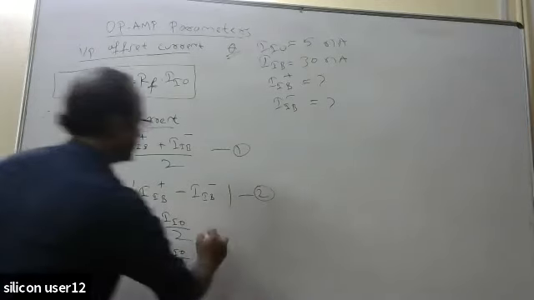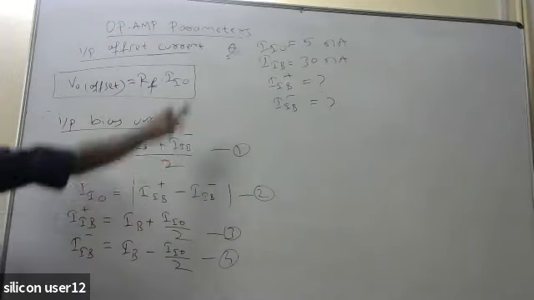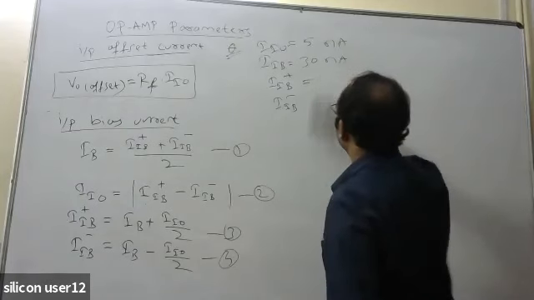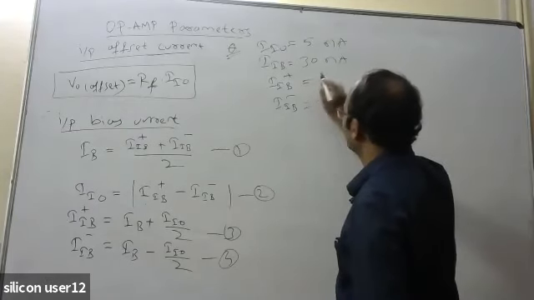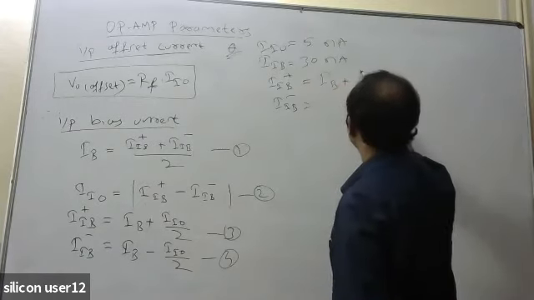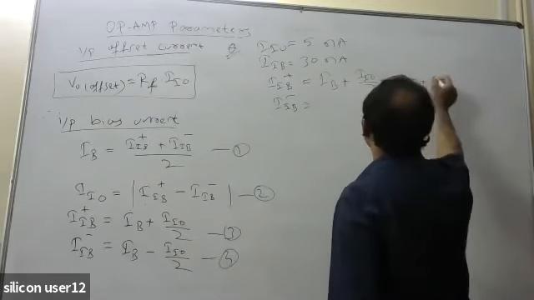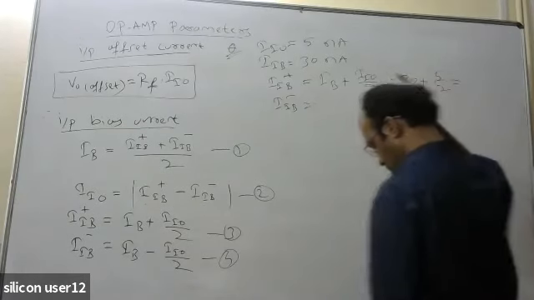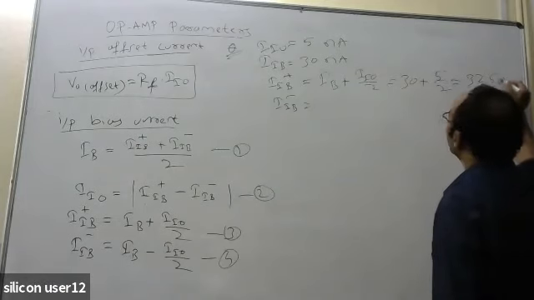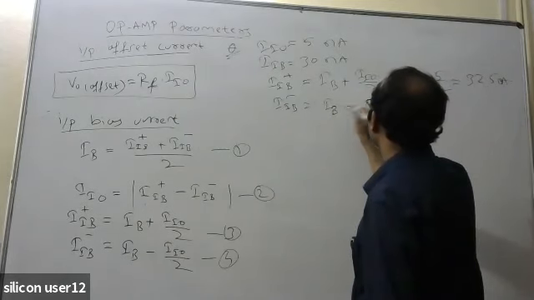Suppose these are equation number 3 and equation number 4. Now you can use equations 3 and 4 to solve this question. Your IIB plus is equal to IB plus IIO by 2, or 30 plus 5 by 2, which comes to 32.5 nanoampere, and here IIB minus will be 27.5.